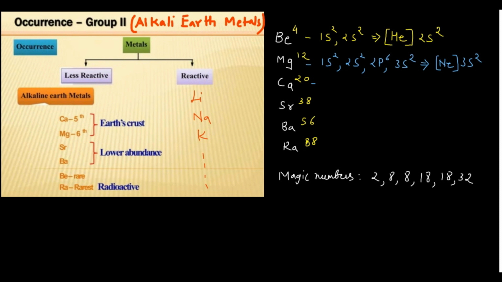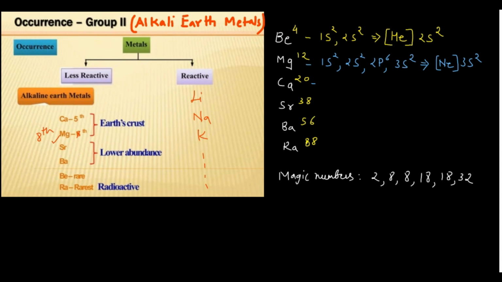Now if I go to their occurrence, first you see I have written beryllium, magnesium, calcium, strontium, barium and radium. These are the elements, and I have written their occurrence in the earth's crust. Calcium is the 5th most abundant element in the earth's crust, and magnesium is 6th, not 6th actually. It is an error in this slide. Please remember, it is not 6, but magnesium is the 8th most abundant element in the earth's crust.